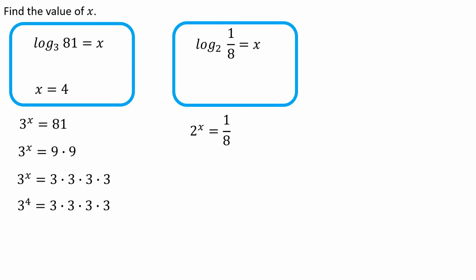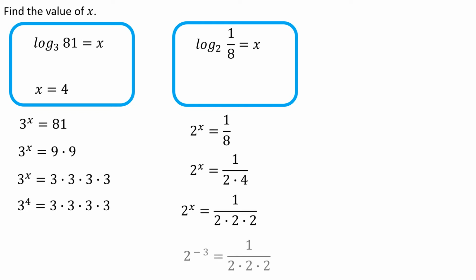2 to the x power has to be 1/8. Well, I know 8 is 2 times 4. Hey, that 4 can be rewritten as 2 times 2. So it looks like I've got 1/2 times 2 times 2. In other words, 1/2 to the third power.